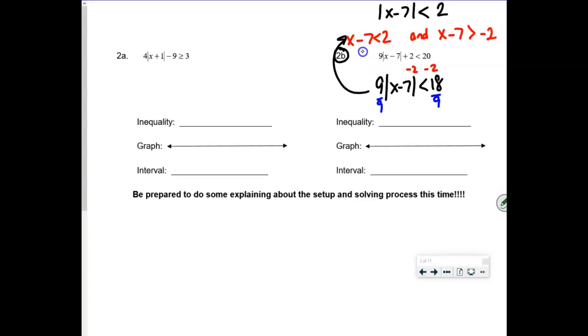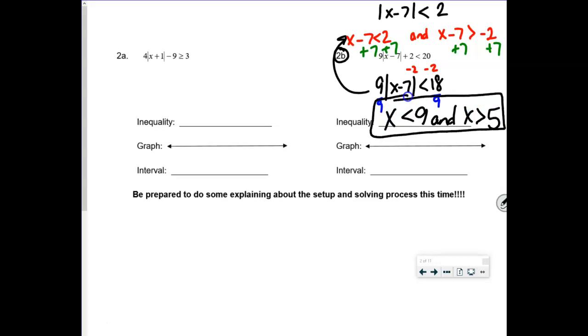So could you tell me what I get when I, oh boy, add 7 everywhere? Yep. Very good. And I'm going to throw the word and in the middle of those two, guys. Make sure you're really careful that the word and or the word or shows up on your inequality line right there. It's going to be part of your solution. Thank you.